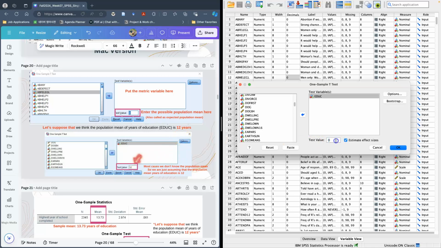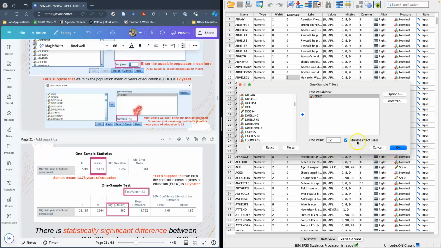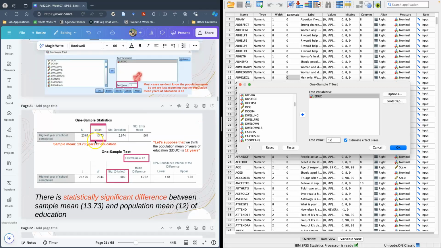So instead of 0, because if we put 0, it means that you are thinking that 0 years of education is the average level of education over the United States. So put 12 here and OK. Before hitting that, let me explain that.